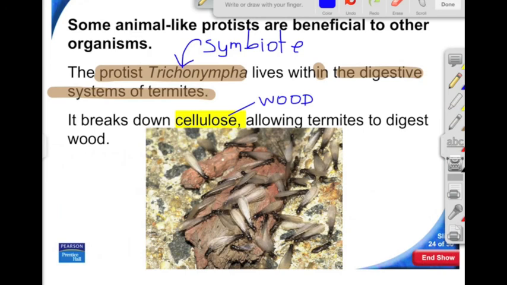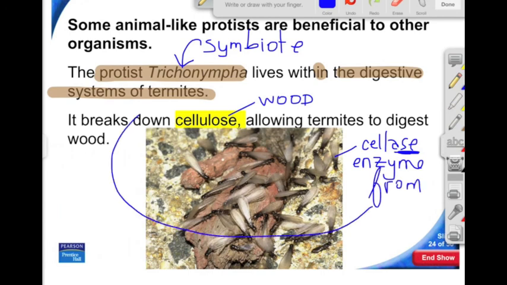Trichonympha is producing the enzyme that lets our little friend here, the termite, consume this. So it's not the termite, it's the cellulase enzyme released by Trichonympha, from this guy. So it's the symbiote that's helping them to digest the wood. If you want to see this in action, you can use radiation, sterilize the gut of a termite, and the termite will starve to death.